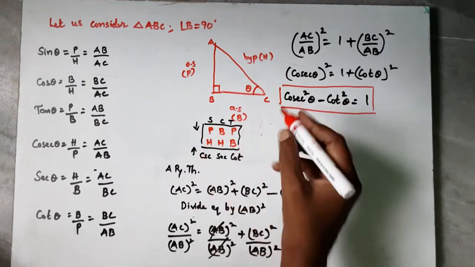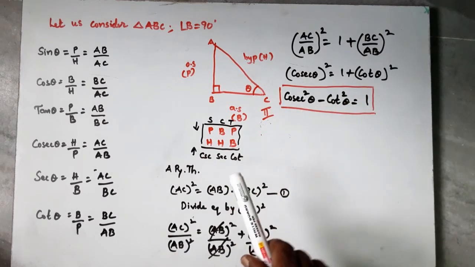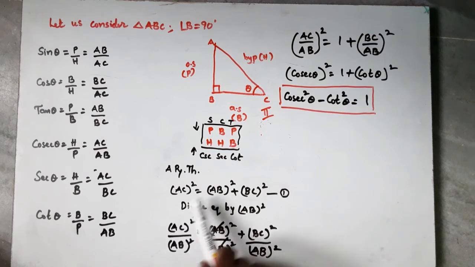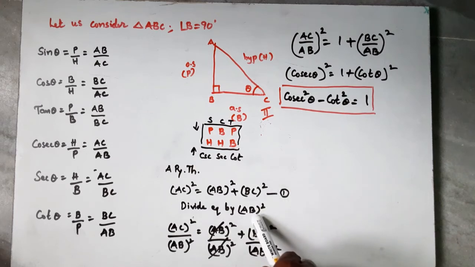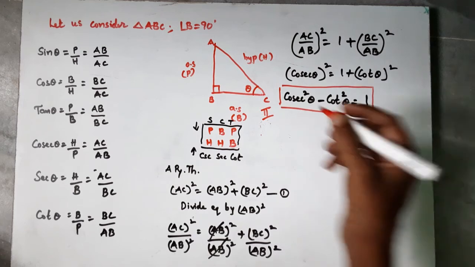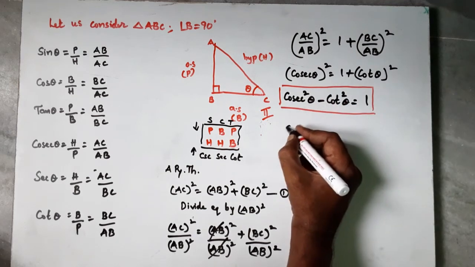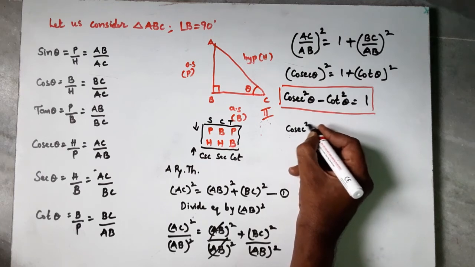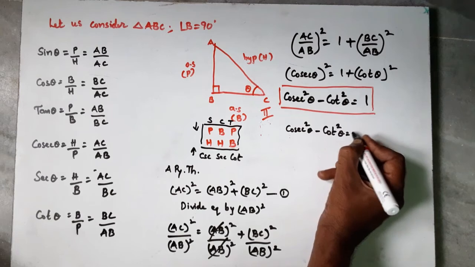Okay. What is this second trigonometric identity? In the first trigonometric identity, in the Pythagoras theorem, we divided by AC square. For the second trigonometric identity, we are going to divide by AB square. So here you are going to get cosec square theta minus cot square theta is equal to 1.